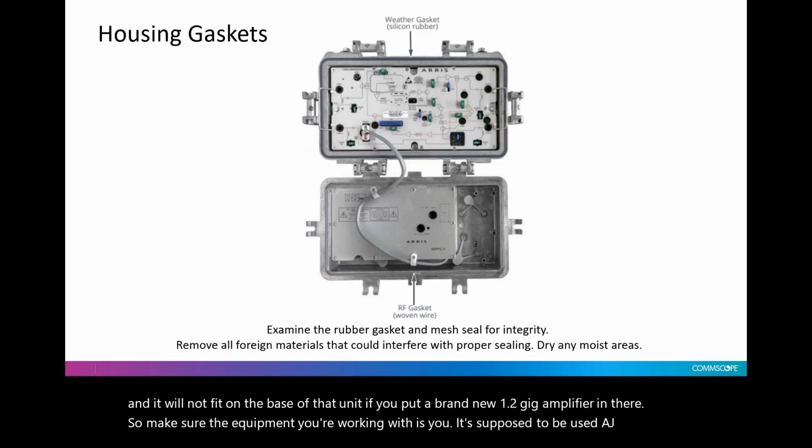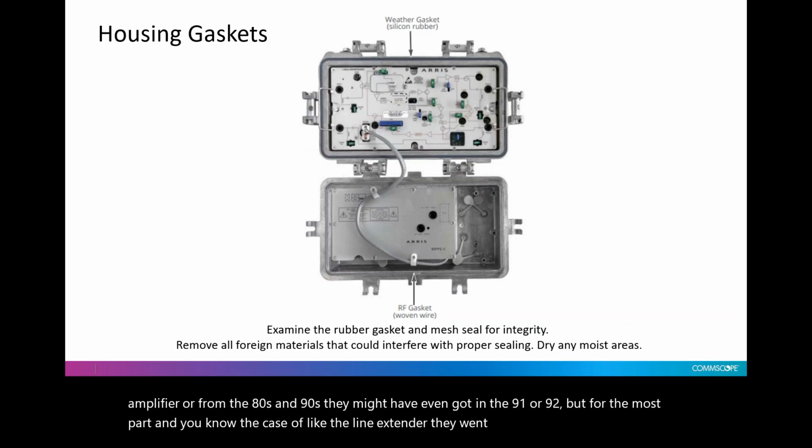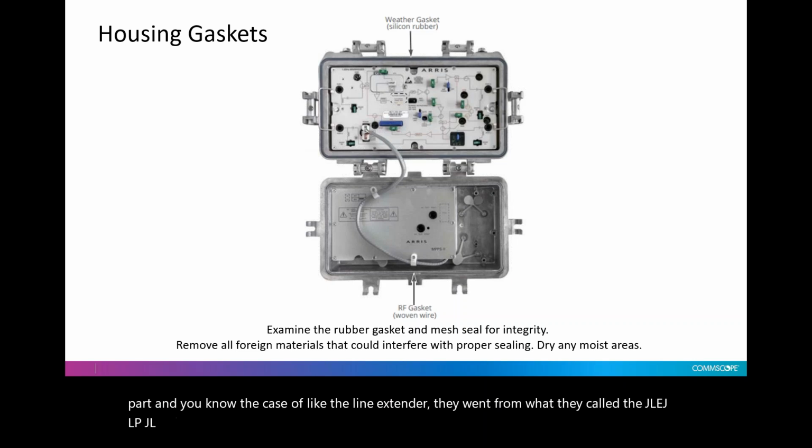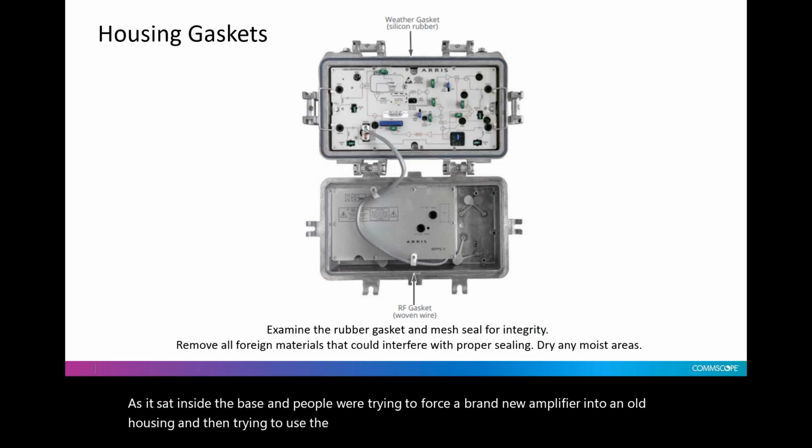A JLX or a JLE amplifier are from the 80s and 90s. They might have even got into 91 or 92, but for the most part, in the case of the line extender, they went from what they called a JLE, JLP, JLX, and those all had lower profile lids on them. And then when we went to BLE, the module was a little higher in height as it sat inside the base. And people were trying to force a brand new amplifier into an old housing and then trying to use the low profile lid, and then they were complaining it didn't fit.